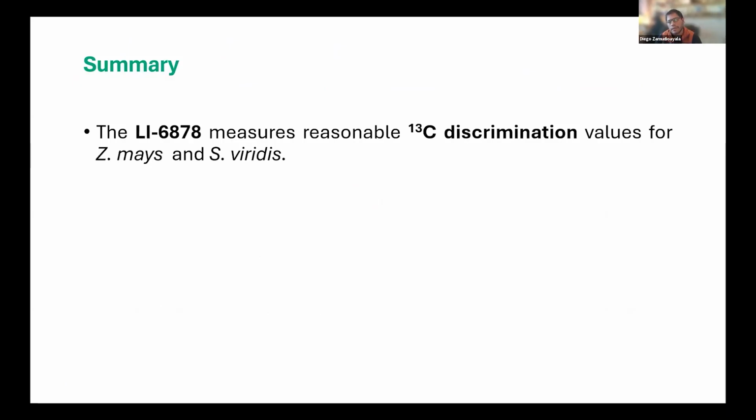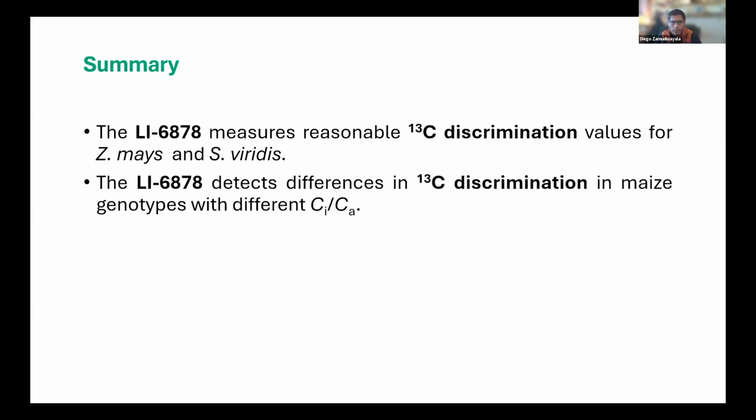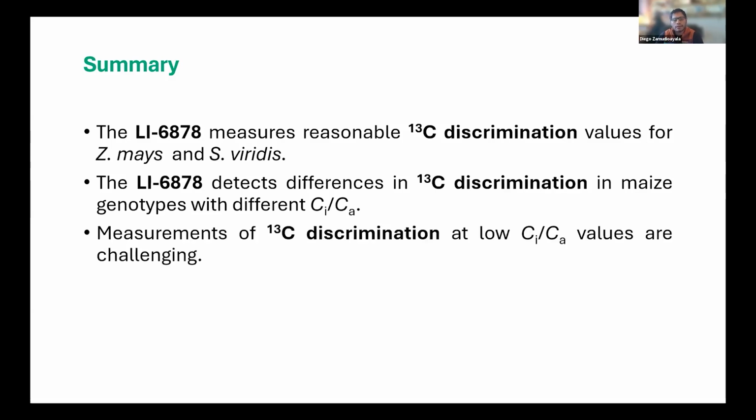So to sum up, this new device, the LI-6878, measures reasonable carbon-13 discrimination for both C4 species, maize and Setaria. It also detects differences in the carbon-13 discrimination in maize genotypes with different Ci/Ca values. And also, carbon-13 discrimination is still challenging to measure, especially at low Ci/Ca values.